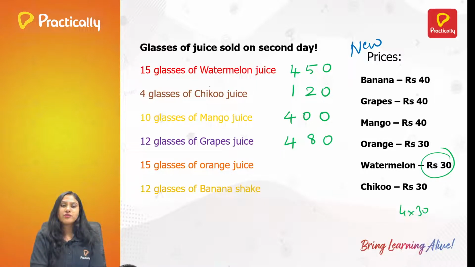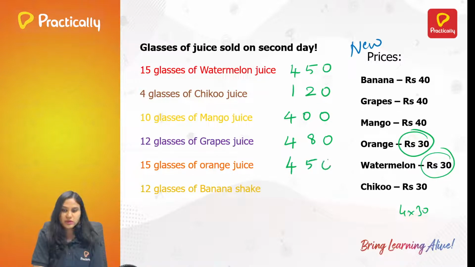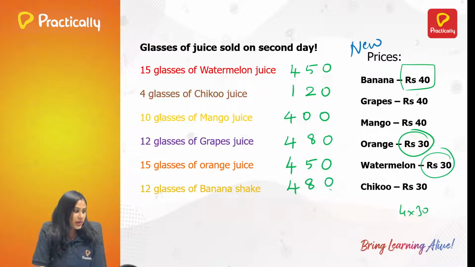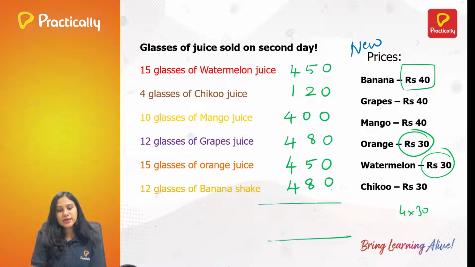Chalo. Done. 15 glasses of orange juice. One orange juice costs rupees 30. 15 will be 15 into 30, 450. 12 glasses of banana shake. One glass of banana shake costs rupees 40. So 12 glasses cost 480. Right? Now, what is the selling price of the second day? Come on, find out.